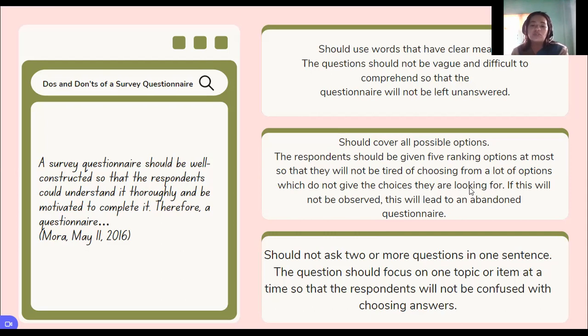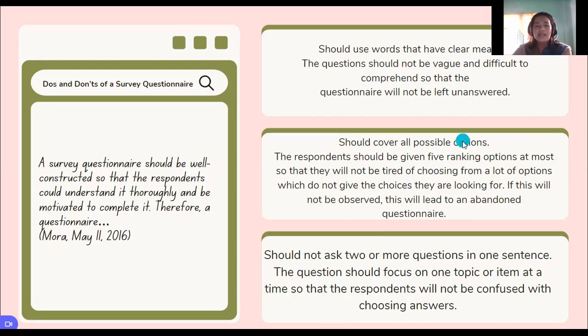The question should focus on one topic or item at the same time so that the respondents will not be confused with choosing answers. For example, you're asking them, what is your favorite subject? And then, when was the last time that you ate apple? Right? So it's a different question. I mean, the topics are different. And so it will not be interesting anymore.